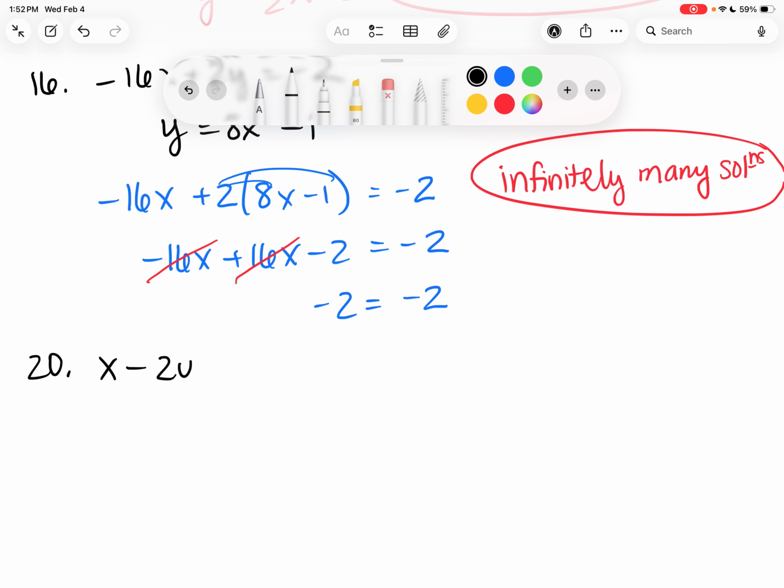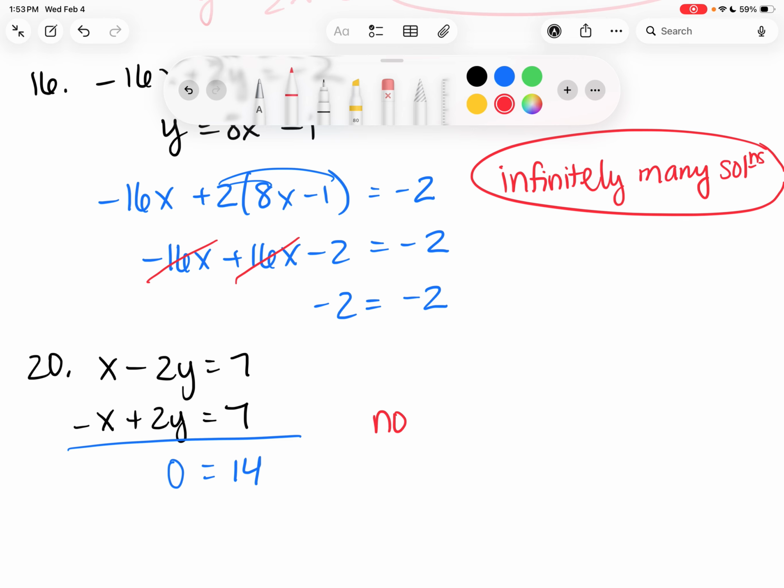x minus 2y equals 7 and negative x plus 2y equals 7. What method do you think I should use with this one? Elimination, because I have the same number, opposite signs on both things. So combine them. x minus x is 0, negative 2y plus 2y is 0. 7 plus 7 is 14. 0 equals 14. What is that? No solution, because that is a false statement.